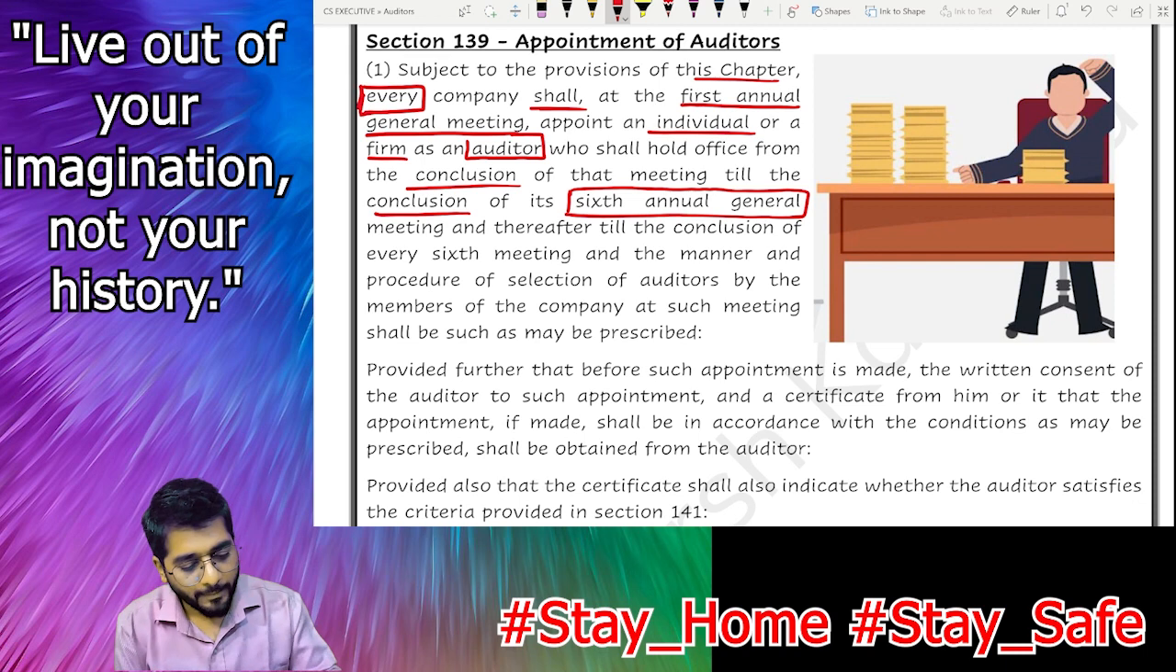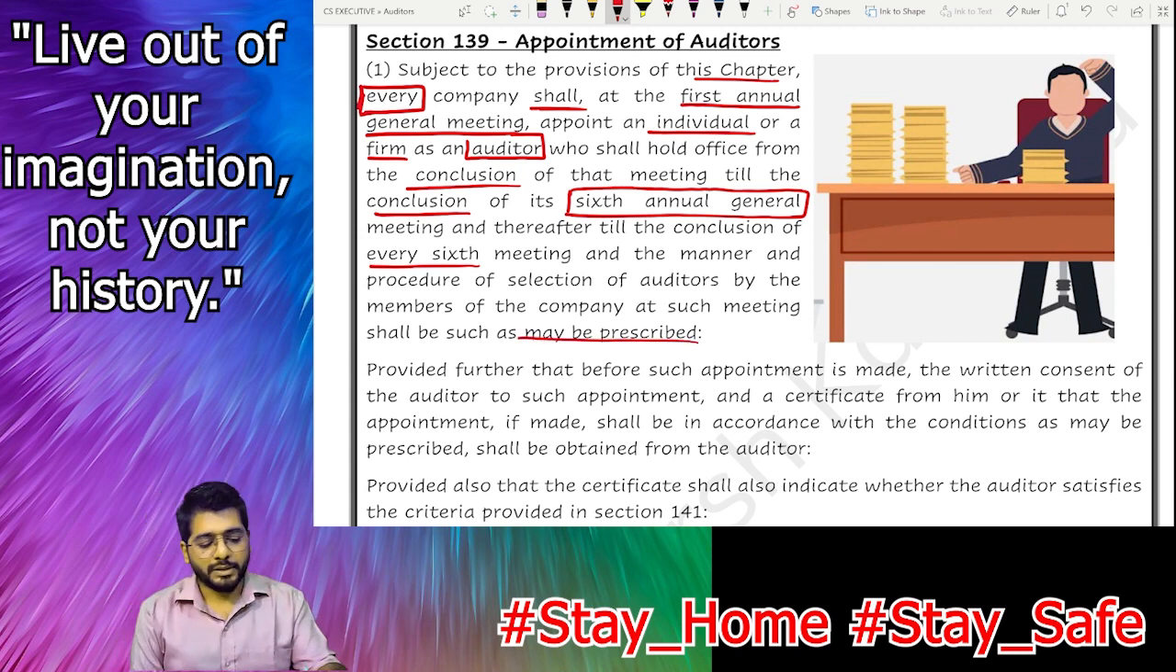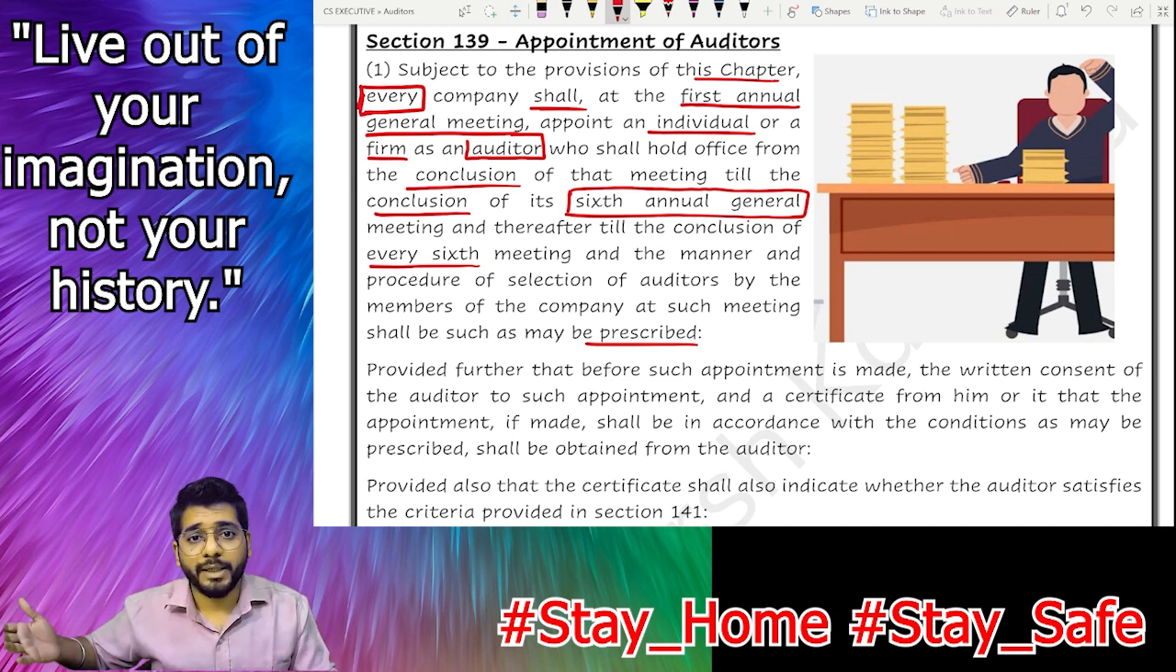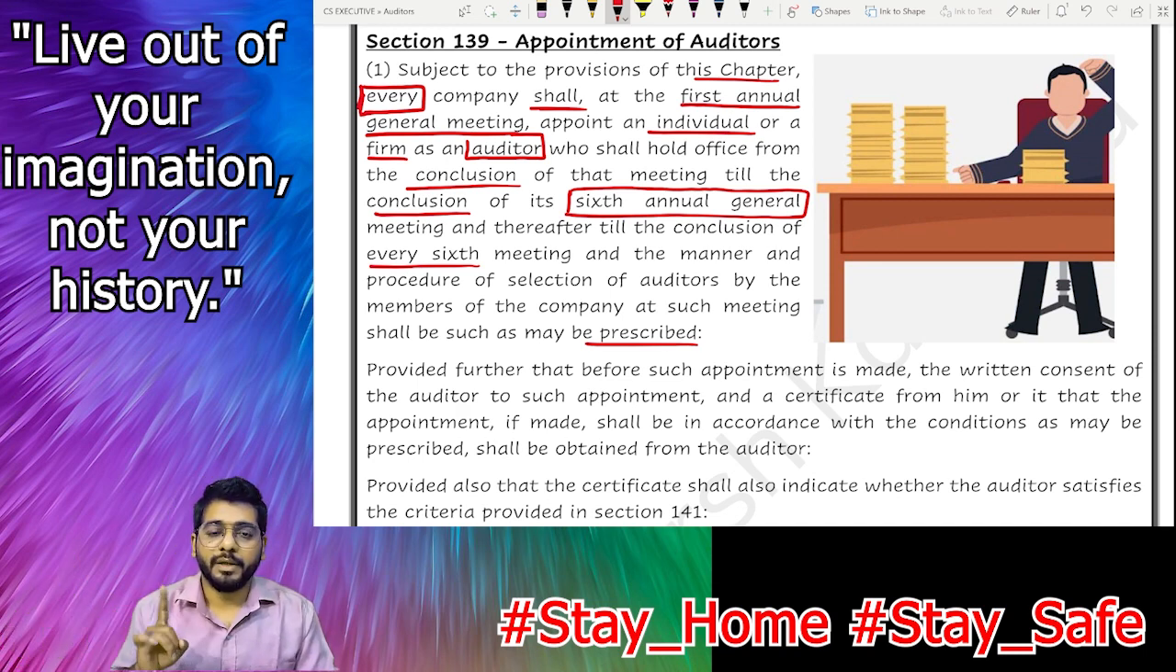Clear? And thereafter, till the conclusion of every sixth AGM, and the manner and procedure of selection of auditors as may be prescribed. So his term will be what? Always the term will be from the end of the first AGM till the end of the sixth AGM. Correct? Whenever he is appointed, that will be the first AGM. From that AGM till the end of the sixth AGM, his term will be there. So the term will be of 5 years.